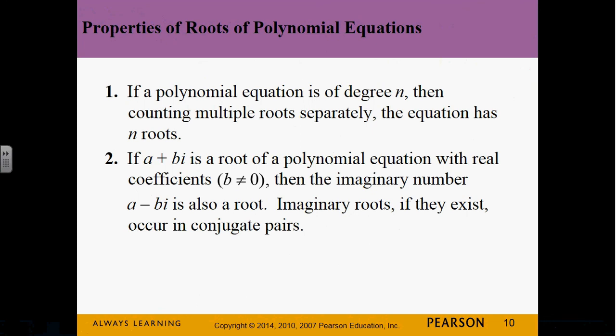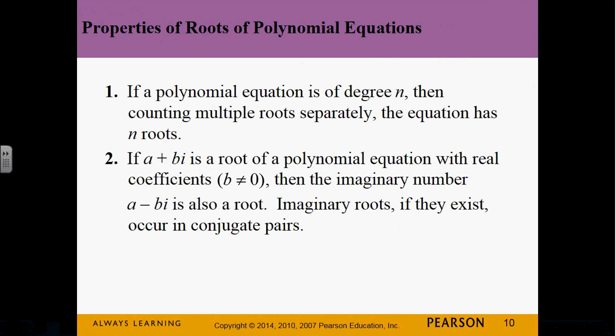All right. So here are some properties of roots of polynomial equations. We know this stuff already. If a polynomial is of degree n, how many roots does it have? It has n roots, right? It's kind of the definition we talked about earlier, where if you have multiplicities, you have to add the multiplicities to get the degree. But we know we'll have at least n zeros.